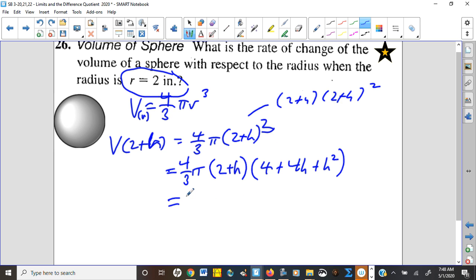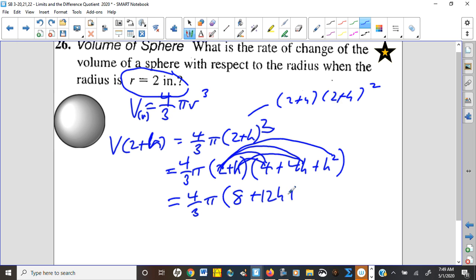Then I can go ahead and cube the binomial by just distributing. So I'll get a 2 times a 4, which is 8. I'll get a 2 times a 4h, which is 8h, but I'll also get, look at this, an h times a 4. So 8h plus 4h is what, 12h? And then I'll get a 2 times an h squared, so that's 2h squared, but notice I'll also get an h times a 4h, which is 4h squared. 2h squared plus 4h squared is 6h squared. And then finally I get that h times h squared, or h cubed.